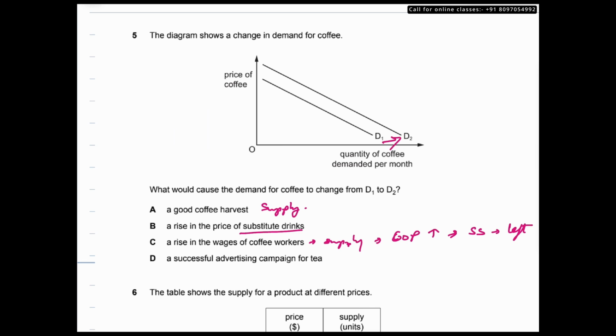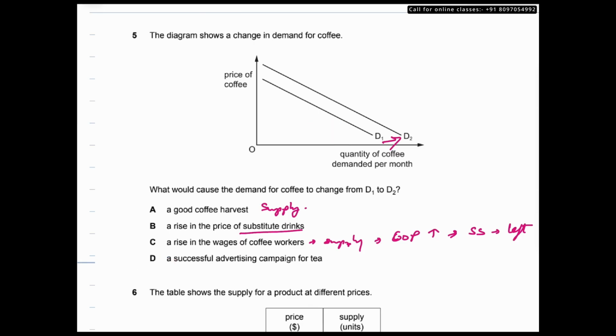Now, this is not what the diagram talks about, so C also is not the correct answer. Now, option D is a little sneaky, because the majority of the time students might not read it to its completion and may just go ahead and click this, but it's a successful advertising campaign for tea. Now, if tea is getting advertised, do you think people will demand more coffee? I'm sure nobody would, right? People would demand more tea. So that is going to shift the demand curve for coffee to the left, not to the right. Hence, D also is not the correct answer.